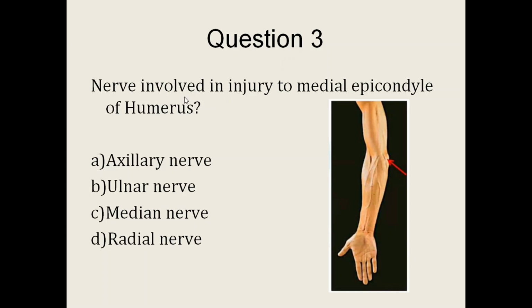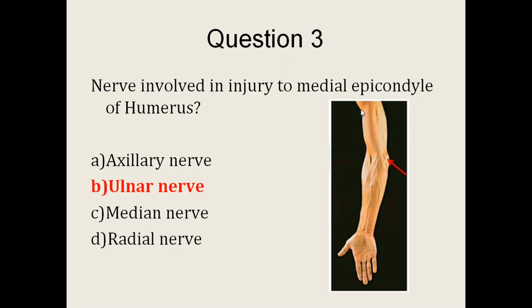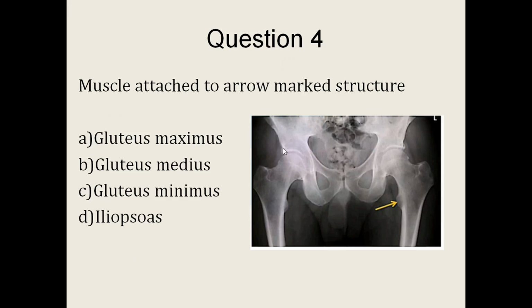What is the nerve involved in injury to the medial epicondyle of the humerus? This is the medial epicondyle, and right somewhere here will be the lateral epicondyle. Now let's look into this structure. This is the humerus, and here is the medial epicondyle, and here is the lateral epicondyle. The ulnar nerve traverses right beneath the medial epicondyle. Below the medial epicondyle, the ulnar nerve is passing through. So in case the medial epicondyle is injured or fractured, what will happen? There will be injury to the ulnar nerve. And what will be the pathology? There will be ulnar nerve palsy. So the nerve involved in injury to the medial epicondyle of the humerus is the ulnar nerve. Let's move on to the next question.